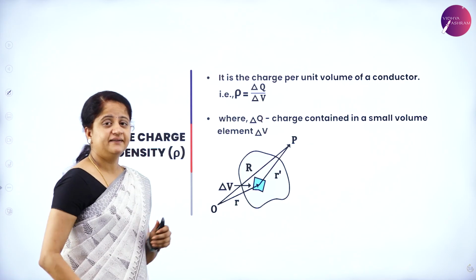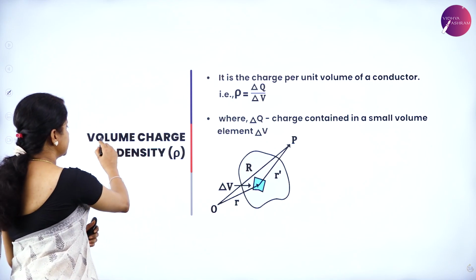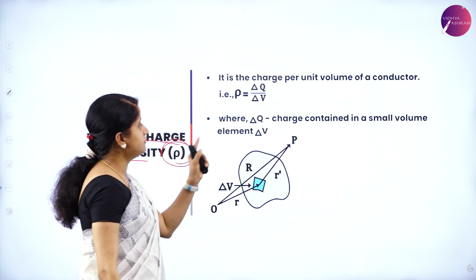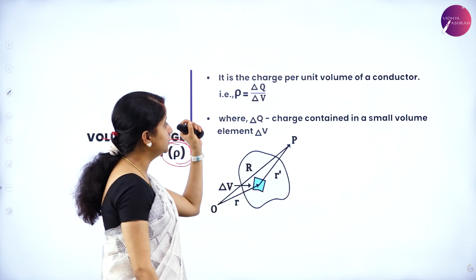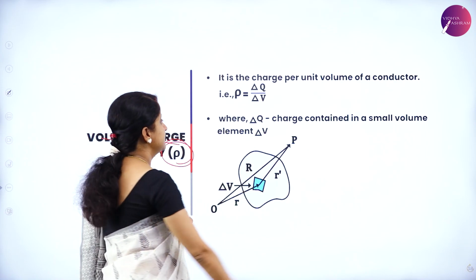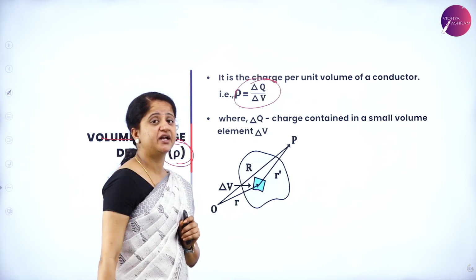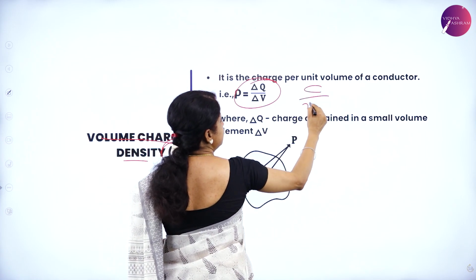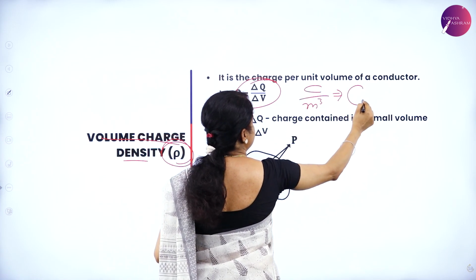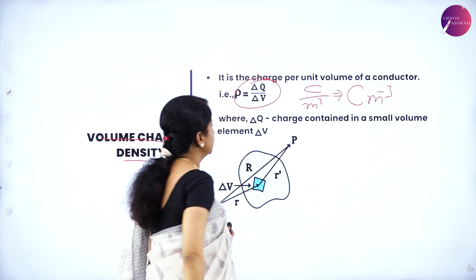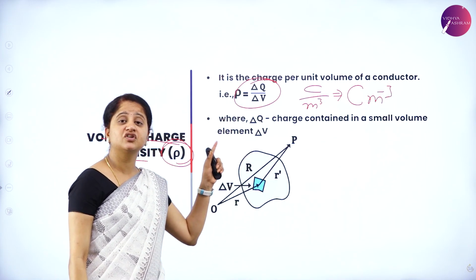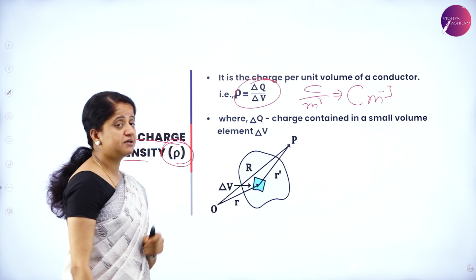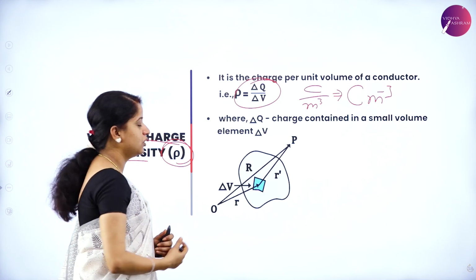And the next thing we have is the volume charge density. It is denoted by rho. So what is volume charge density? It is the charge per unit volume of a conductor, and it is given by rho is equal to delta Q divided by delta V. We know the SI unit of charge is coulomb and the volume is meter cube, and we get the SI unit for volume charge density as coulomb per meter cube. The expression to remember this is Q by V, or delta Q divided by delta V, which means the charge per unit volume of a conductor is volume charge density.